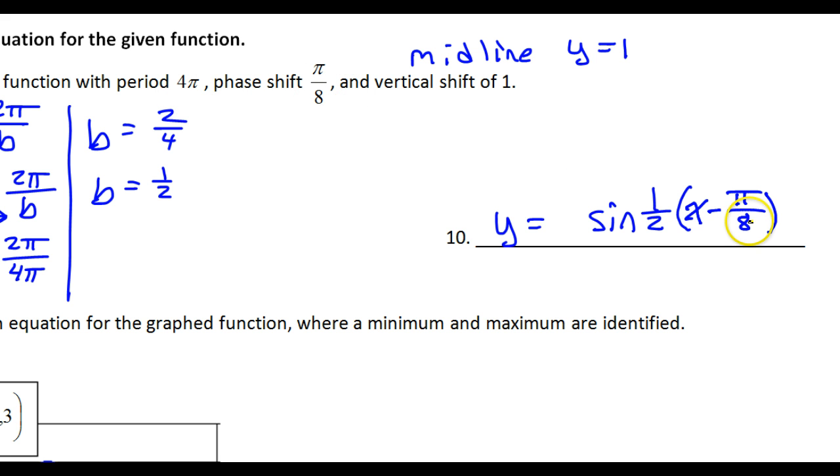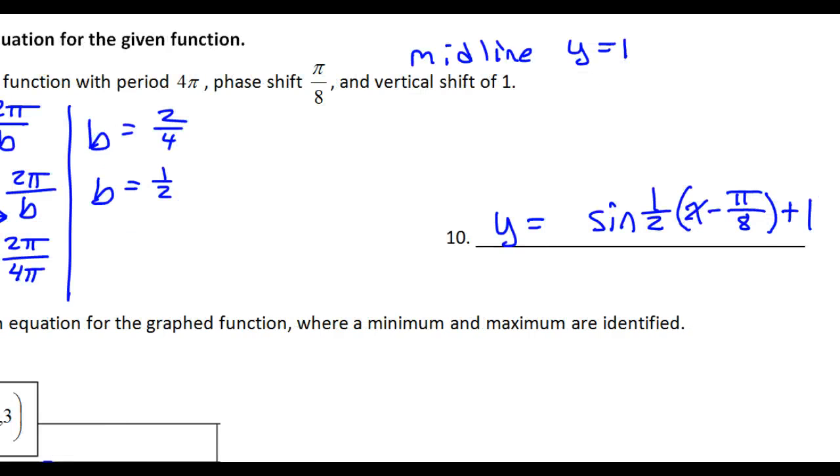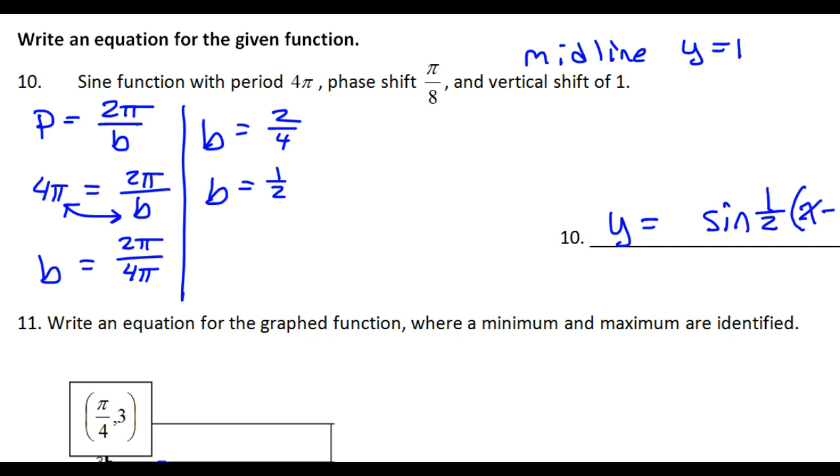Now I have my shift. Now I need the vertical shift, or midline, of 1. All I need for that is to add a 1 on the end of it. They didn't say anything about the amplitude one way or another, so I could put anything I want here, or I could just leave it alone. So this is a valid equation that fits all the criteria for problem number 10.